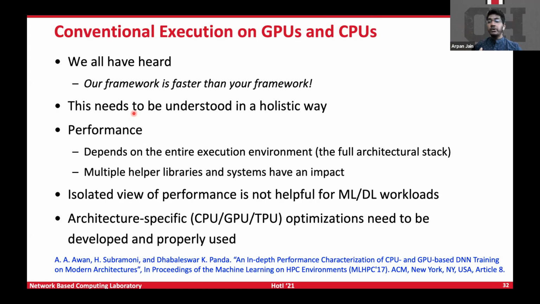Or if you're doing it on the GPUs, you just download PyTorch and you expect the best performance. You have to download the other helper libraries also, like CUDA, cuDNN, or in case of Intel, you have to use the MKL-DNN. So that is why the isolated view of performance is not very helpful for machine learning or deep learning workloads, as we have many architecture specific optimizations that need to be developed and properly used via the helper libraries.